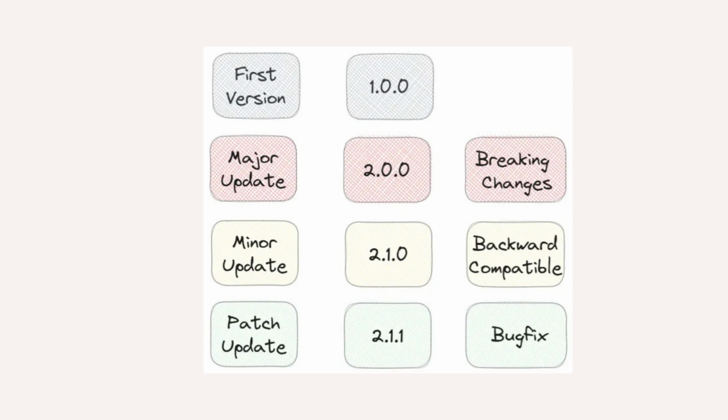Once you decide to version, how do you name versions? The industry standard is semantic versioning, or SemVer. It uses three numbers: major, minor, patch. Major changes break compatibility, like renaming fields. Minor adds backward compatible features, like new optional fields. Patch is for bug fixes and small tweaks. For example, moving from version 2.0.0 to 3.0.0 signals breaking changes, so developers know to update their code.